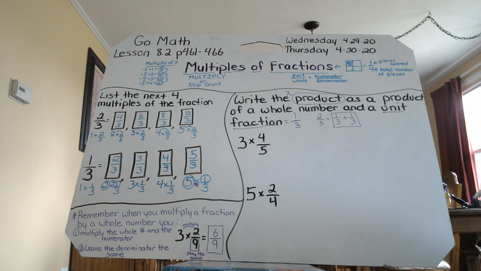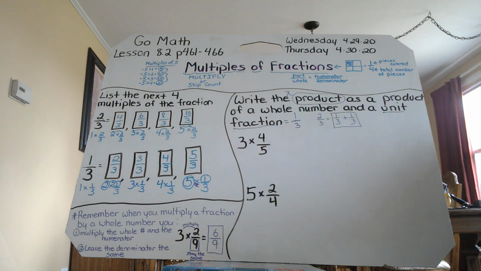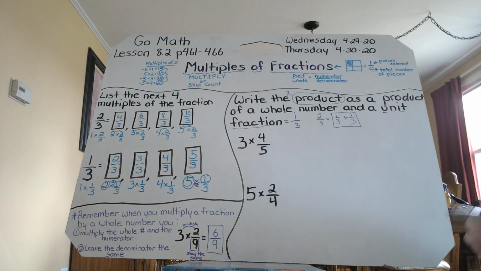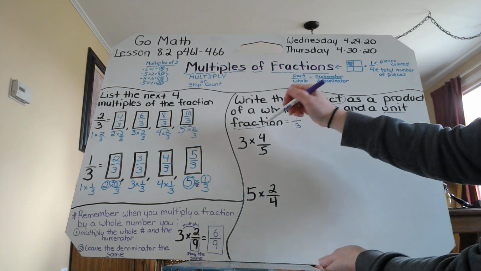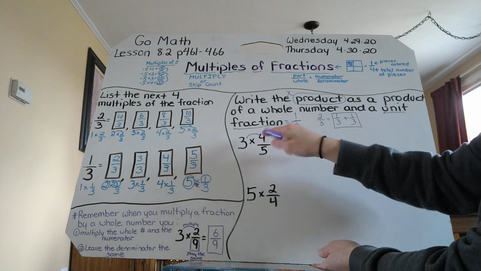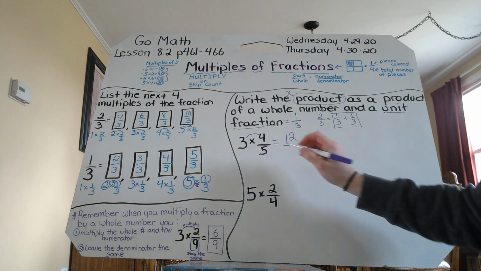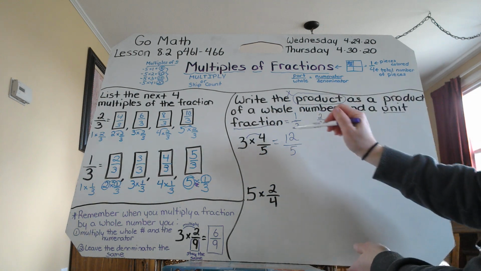Okay. So this wants us to write the product as a product of a whole number and a unit fraction. So let's look at this. I have 3 times 4/5. Well, I know that when I multiply a whole number by a fraction, I multiply my whole number times my numerator. So 3 times 4 is 12. And then my denominator, this guy right here, stays the same. Okay, so when I do that, this is what you get.